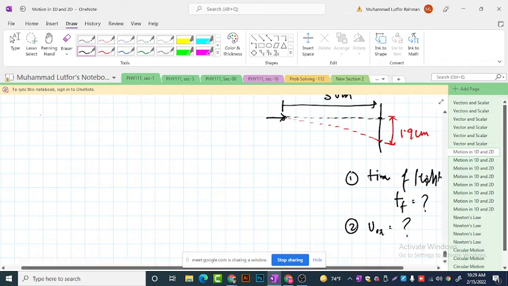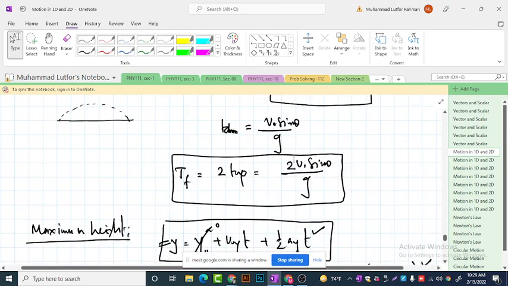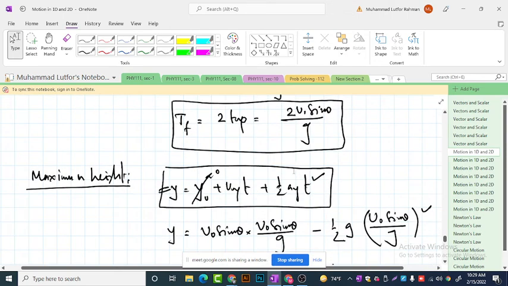Now if you want to use your time of flight equation that you memorize, which is TF, I write 2 V naught sine theta divided by G. That's your time of flight equation, right? Am I right? Let me check that. Sometimes I forget because I do not memorize that one. Yeah, 2 V naught sine theta divided by G.